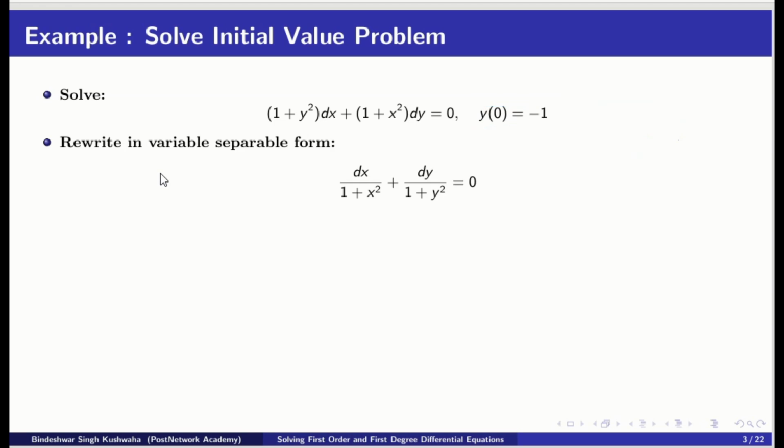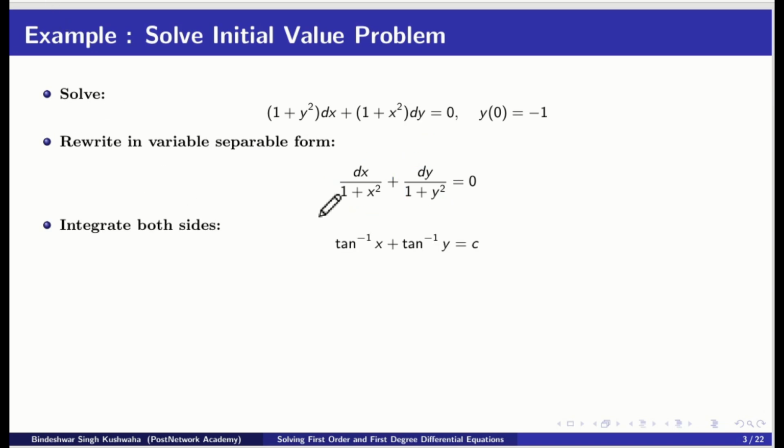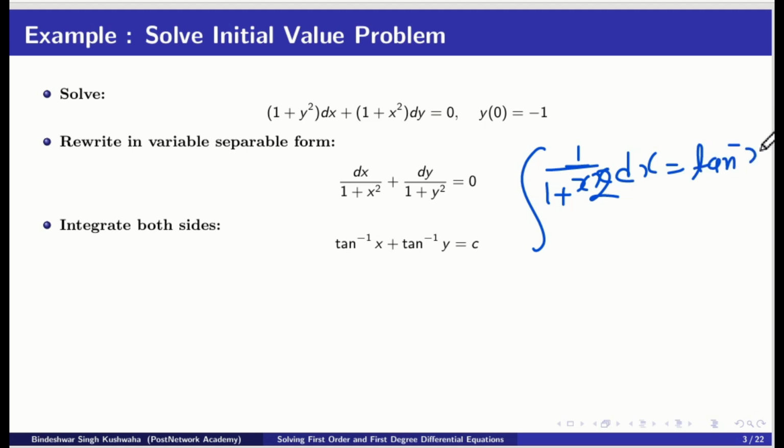So first of all, we will divide this equation by 1 plus x square into 1 plus y square, so we will get this one. And then we will integrate. The integration of 1 upon 1 plus x square would be tan inverse x, and in the same way that would be tan inverse y.